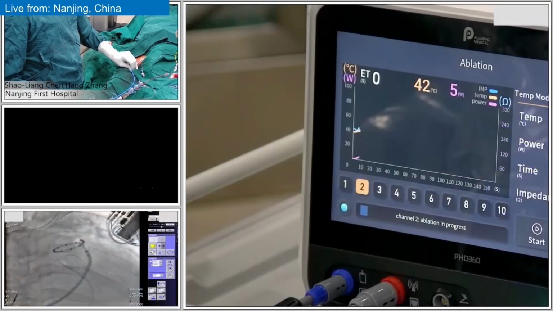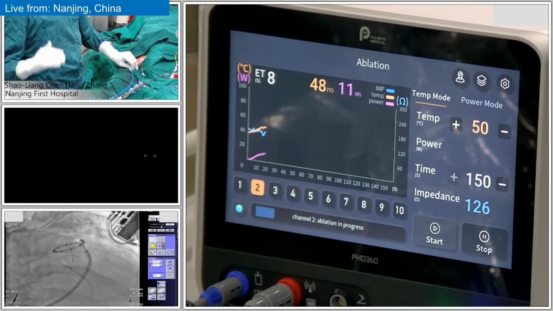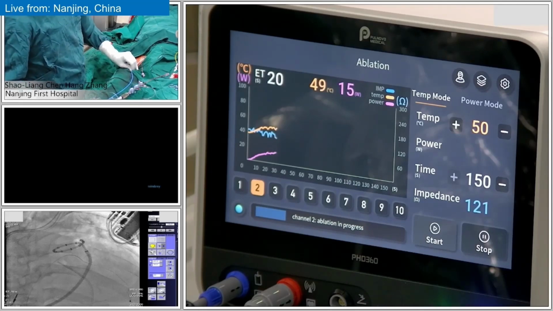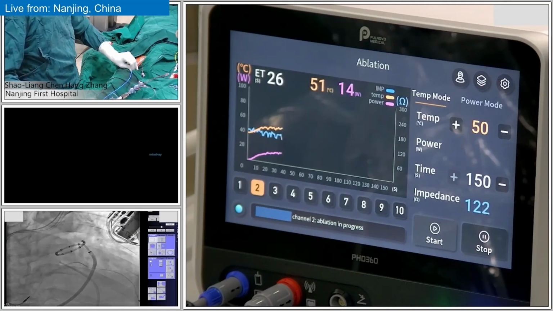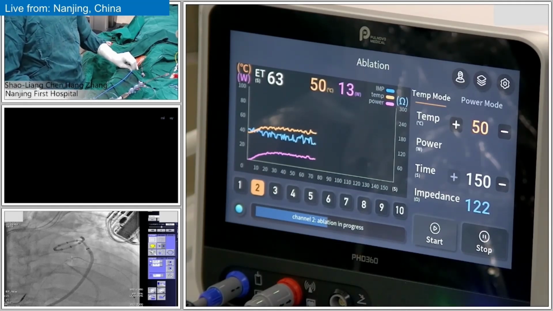From the camera image, you can see the main screen of the generator. It just starts from 0 temperature with a gradual reduction of impedance. Right now the temperature is increasing slowly. The target optimal temperature for ablation is 50 degrees. Now it is close to 47, 49. Ask the patient whether there is chest pain? No. Okay. The generator also has an automatic function to terminate the ablation once the temperature is greater than 50 degrees.